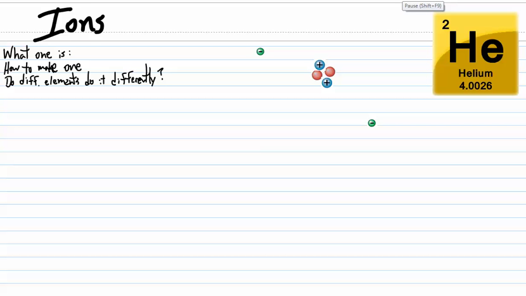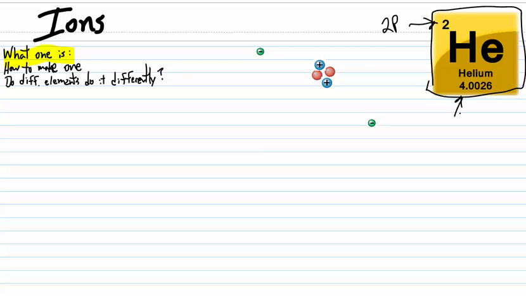Okay, let's talk about ions and what one is. I'm interested in talking about what makes something an ion. Before I write down a definition, let's talk about what we've got over here on the right. I've got a periodic table box from helium, and we know that it's got 2 protons, and it's got a mass of 4 units. And let's see, I put this drawing out here.